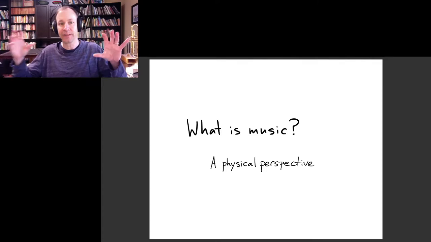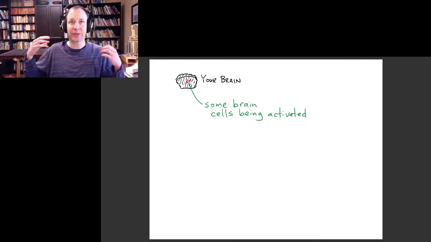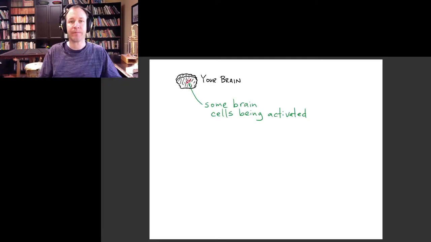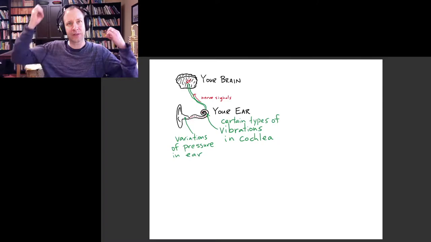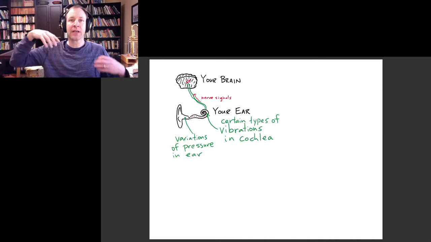So if we think about, well, what is music really? Of course, ultimately, it's something we perceive, and so it has to do with certain things happening in our brain. Some particular brain cells are activated, and then we perceive that there is music. We could work backwards from there and say, well, those brain cells are going to be activated, either if we're just imagining some music, but more often, if there are certain nerve signals coming from our ears going to our brain.